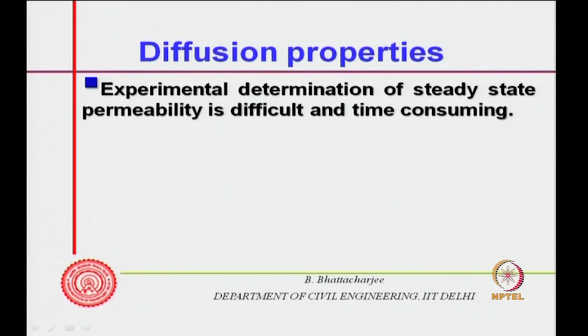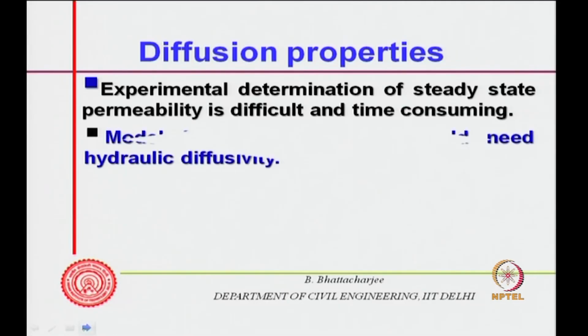The second aspect with permeability is that permeability cannot be used for modeling the moisture profile or the amount of carbon dioxide or oxygen that will penetrate. So, oxygen permeability or carbon dioxide permeability, they are all related to saturated condition.